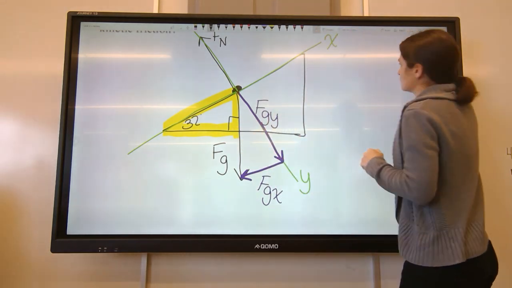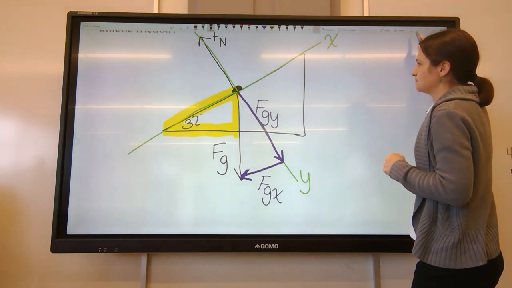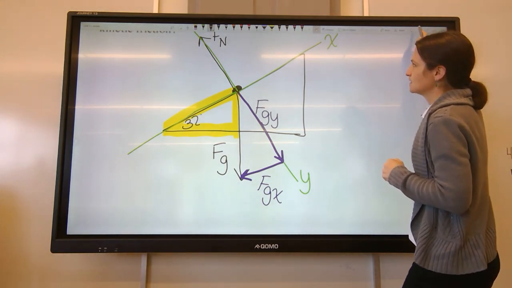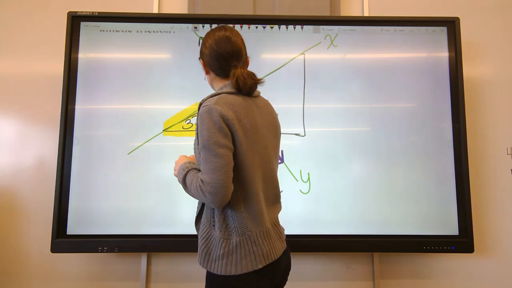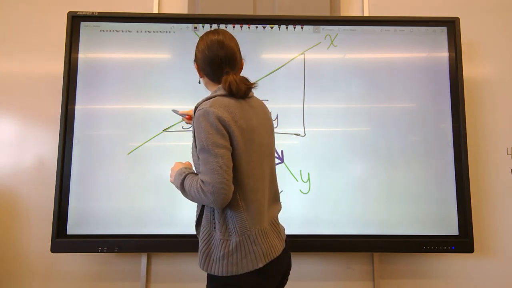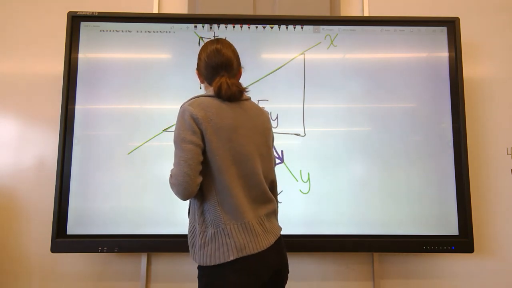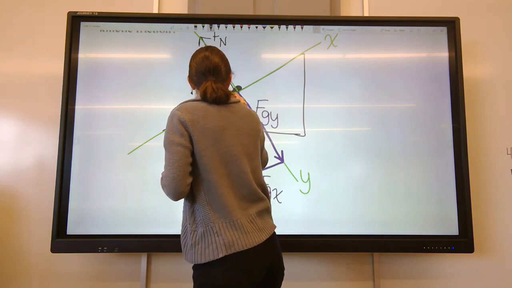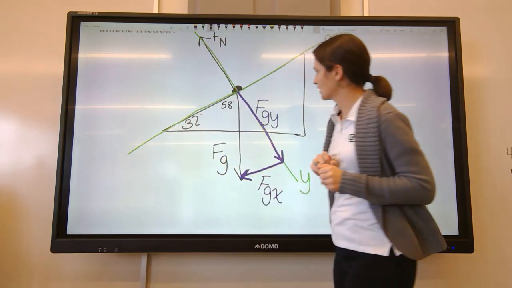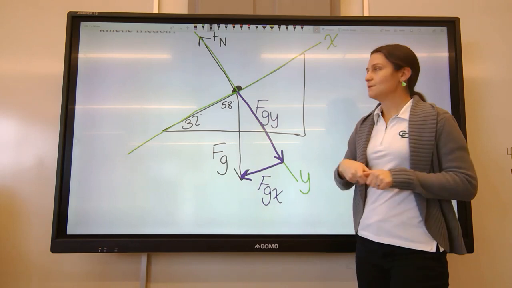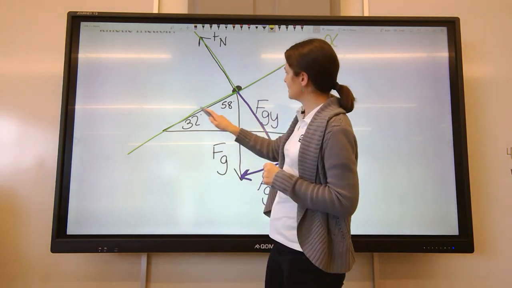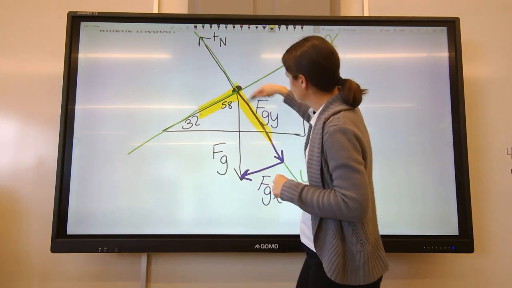So let me erase all this busyness. No, that's not cooperating. Interesting. There we go. And label this up here 58 degrees.